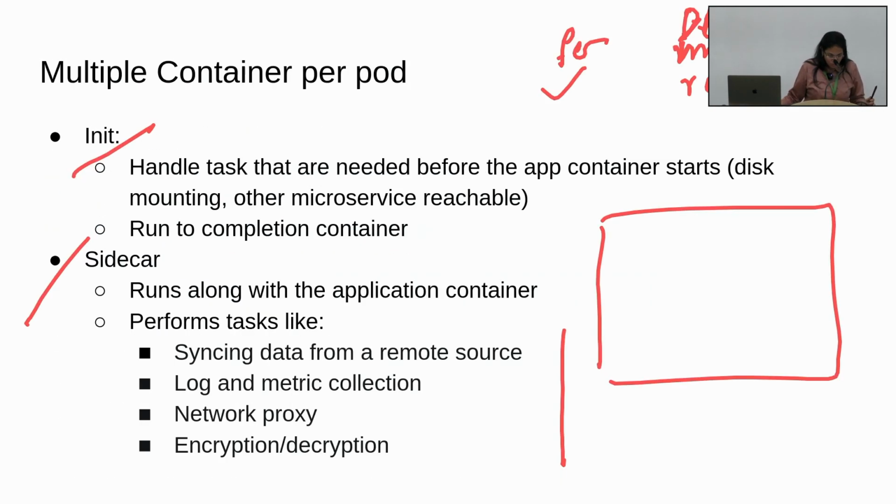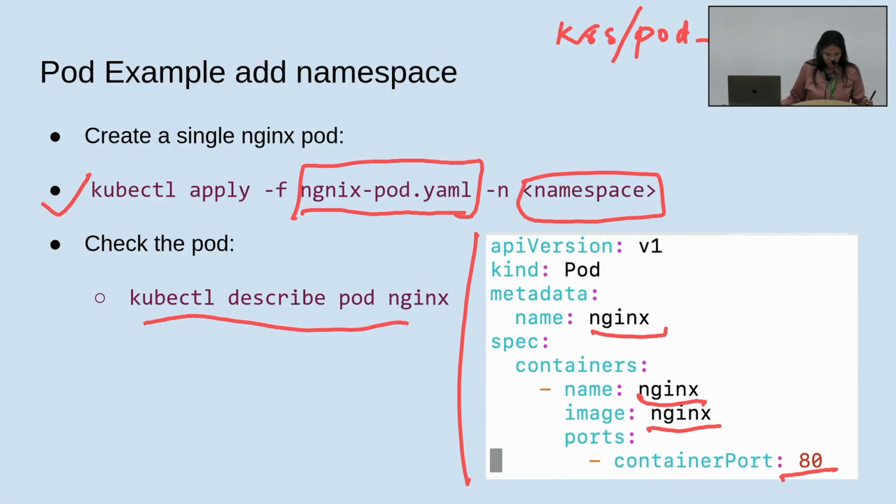Because it's a local environment, these sidecars can be used to monitor whatever packets are going on, whatever requests are coming in on that application container. Right? So whatever processing is not application-based can be running as a sidecar as well. So these are the reasons that you need multiple containers per pod.